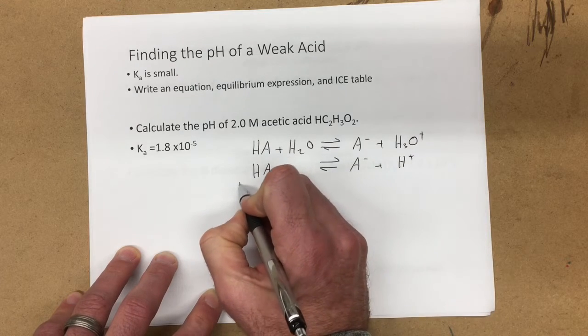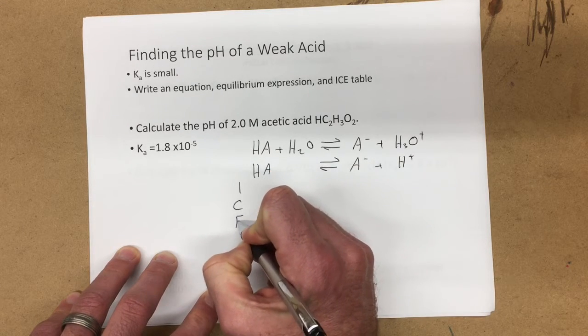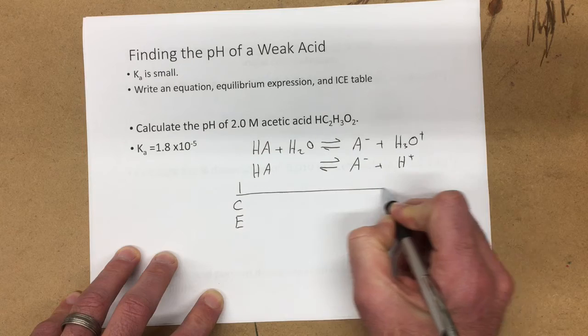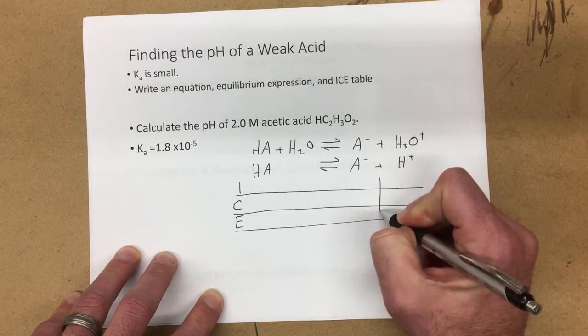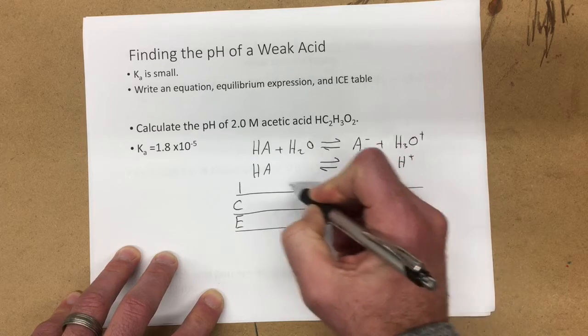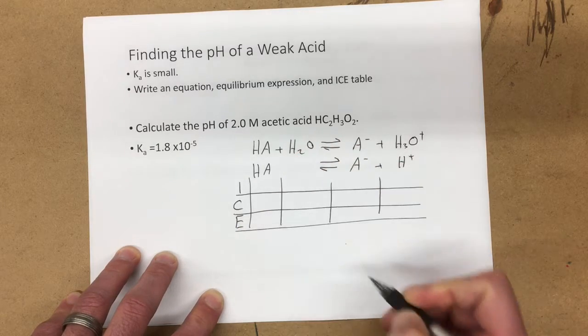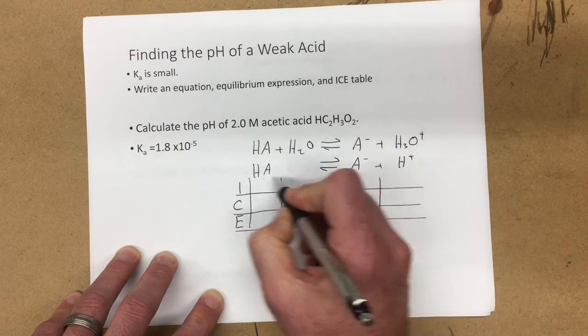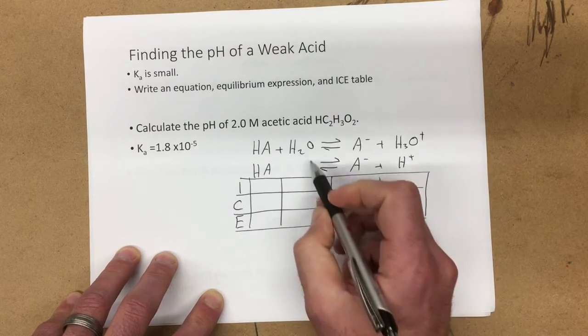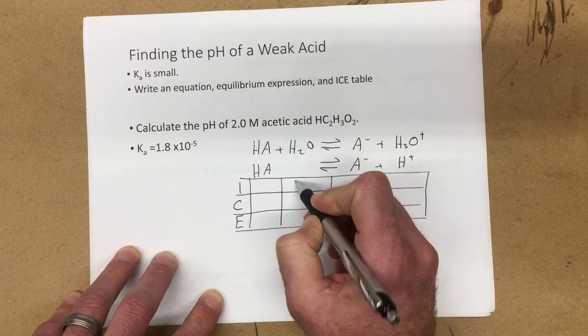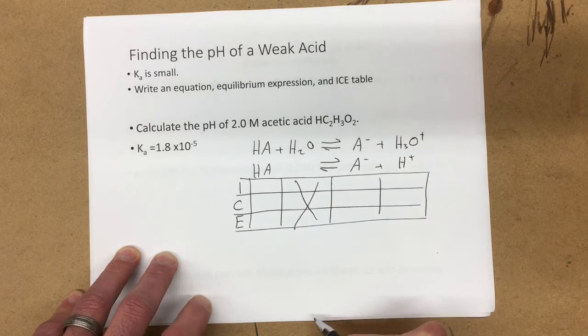We're going to make an ICE table. It's going to be an ICE problem because it deals with initial and equilibrium concentrations. So we'll make an ICE table, and you'll have one column for each of your reactants and each of your products. We can leave out the water. So if you wrote your equation like this with water in it, water is a liquid, its concentration doesn't change, so that can be left out.